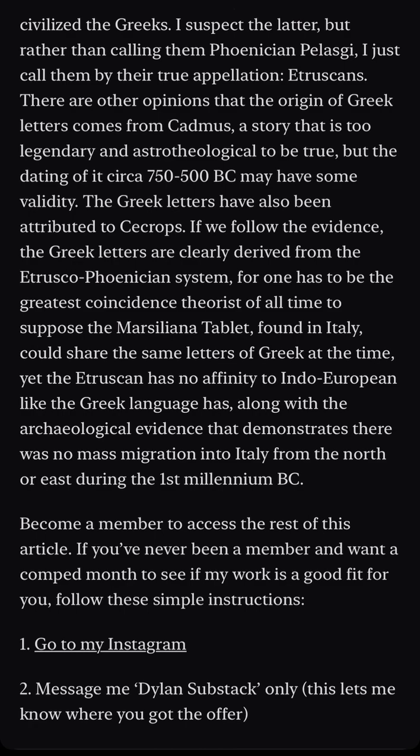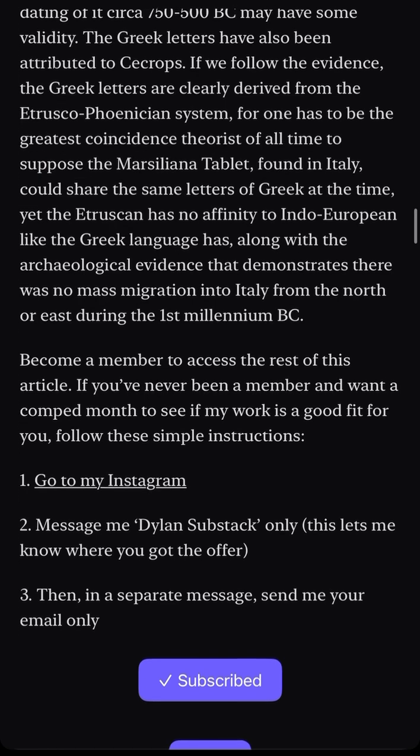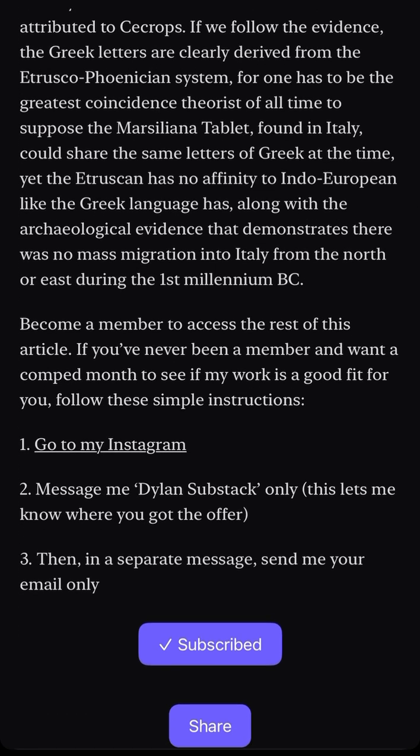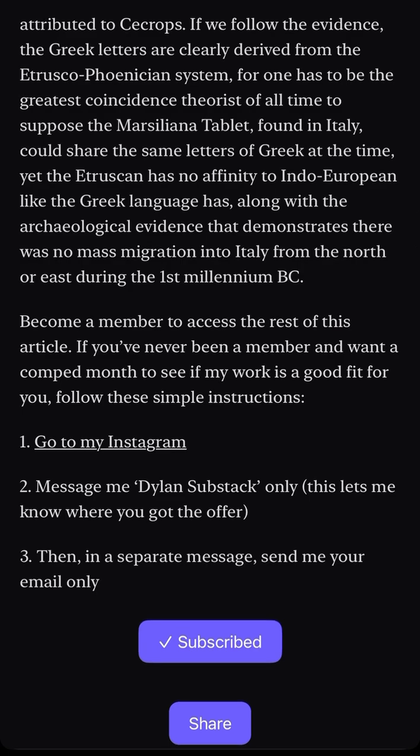There are other opinions that the origin of Greek letters comes from Cadmus, a story that is too legendary and astrotheological to be true, but the dating of it circa 750 to 500 BC may have some validity. The Greek letters have also been attributed to Cecrops. If we follow the evidence, the Greek letters are clearly derived from the Etrusco-Phoenician system, for one has to be the greatest coincidence theorist of all time to suppose the Marsiliana tablet, found in Italy, could share the same letters of Greek at the time, yet the Etruscan has no affinity to Indo-European like the Greek language has, along with the archaeological evidence that demonstrates there was no mass migration into Italy from the north or east during the first millennium BC.